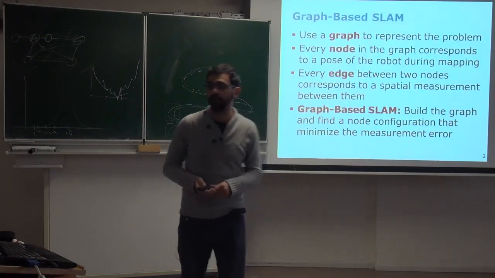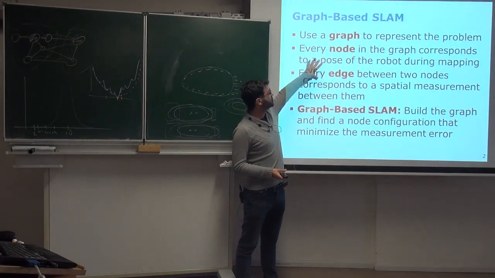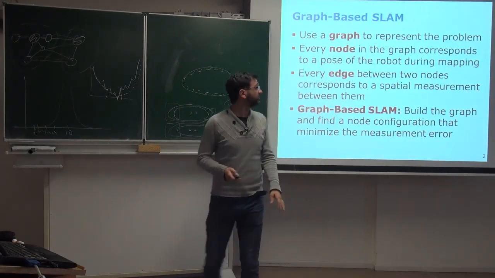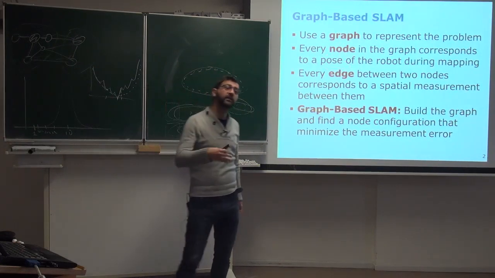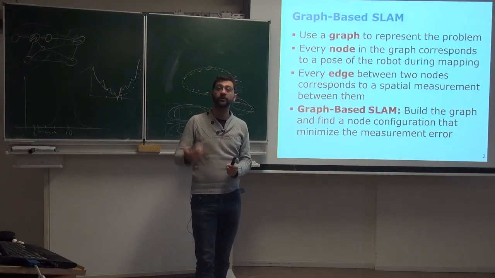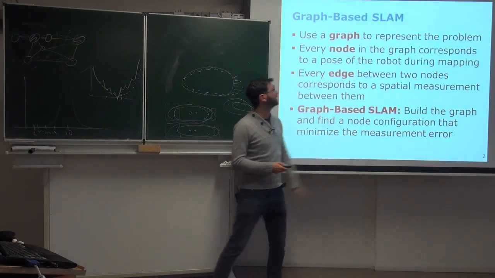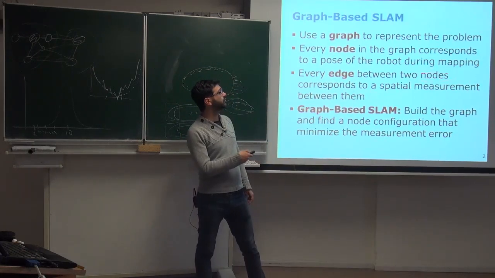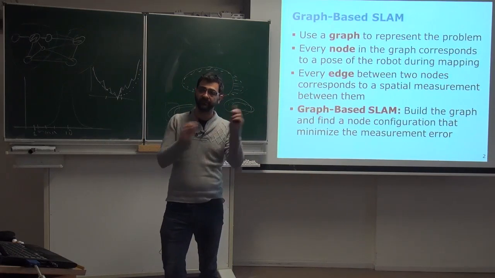So again, graph-based SLAM, we need to change the definition now, because before we just said that every node corresponds to a pose of the robot, and now we're going to extend it by saying that every node can correspond either to a pose of the robot or to a landmark in the environment. Every edge before was between two nodes and always corresponded to a spatial measurement between them. This is still the case, but now we have different types of measurements.